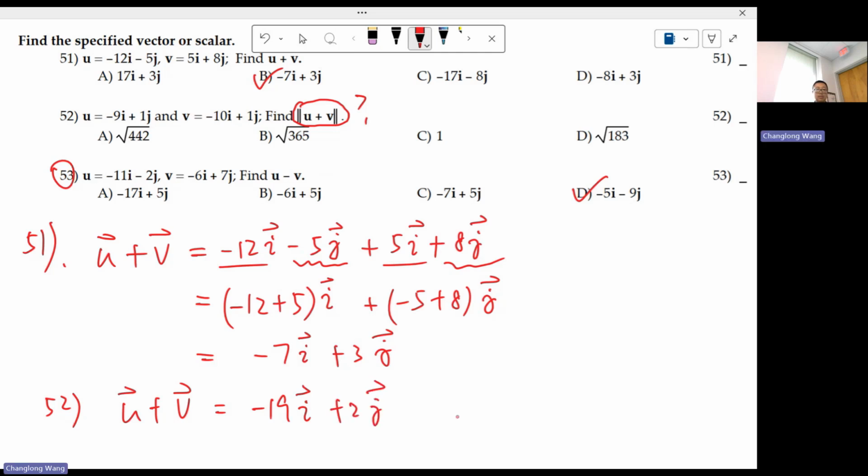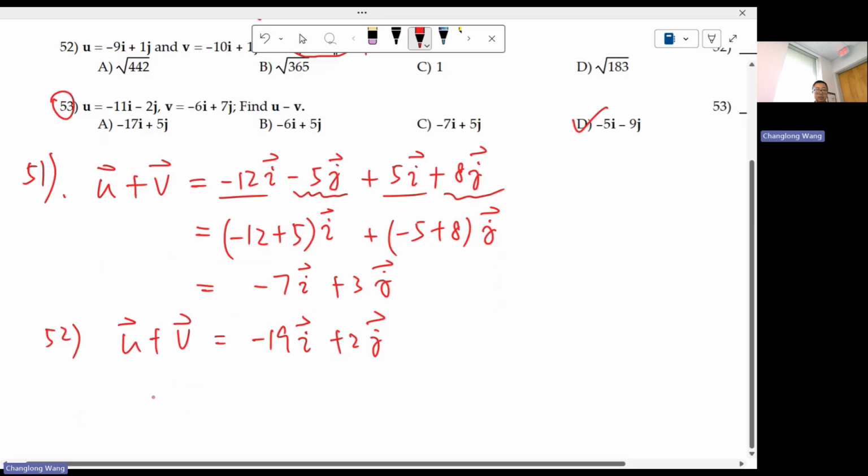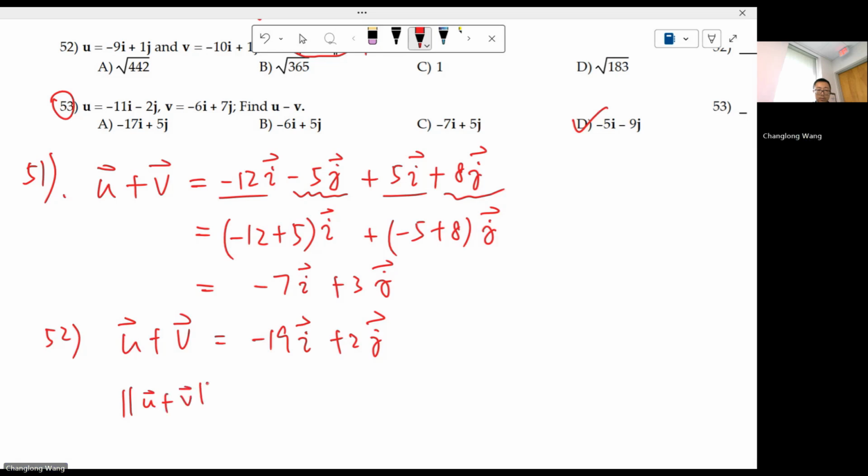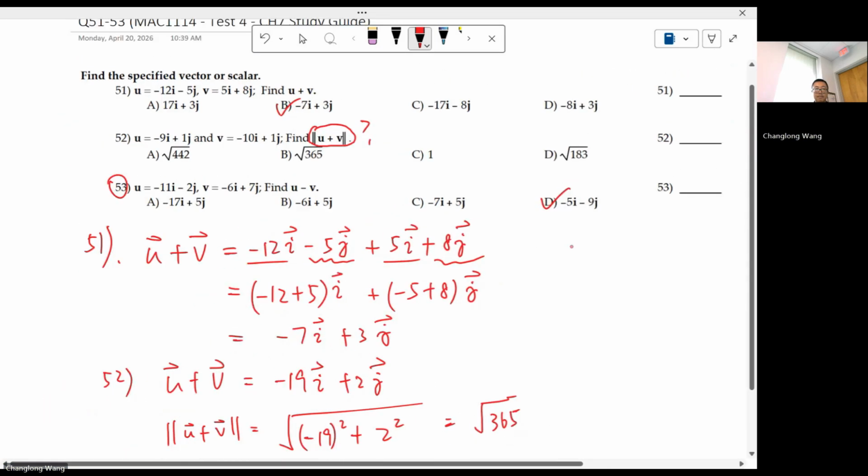Now the question is, how do you get the magnitude of the vector sum you just figured out? Well, again, the Pythagorean theorem. The square root of negative 19 squared plus 2 squared, and it's going to work out as radical 365. And that's letter B.